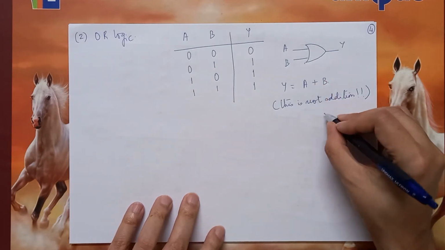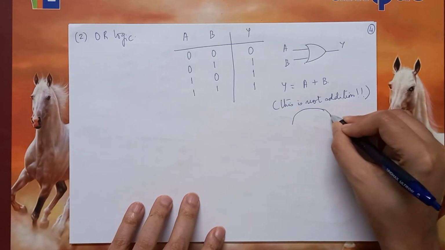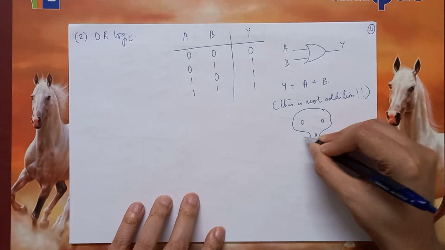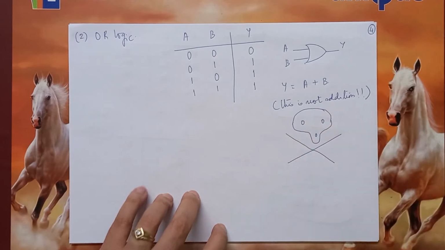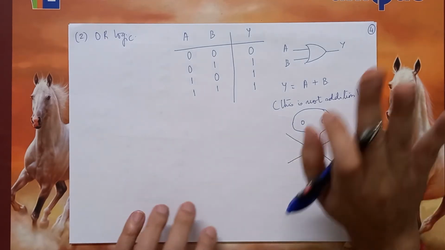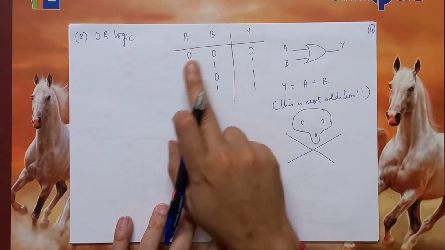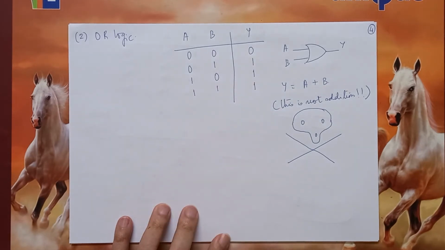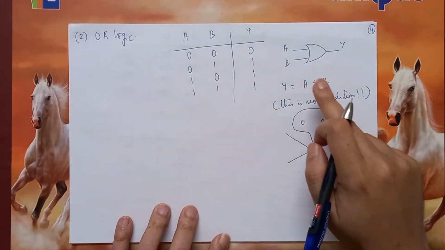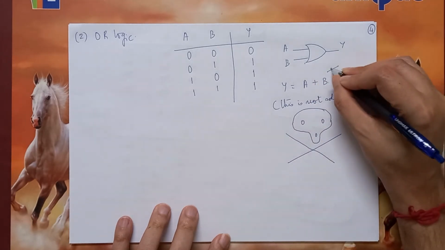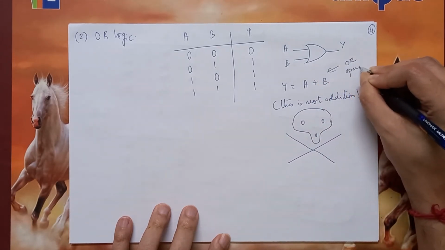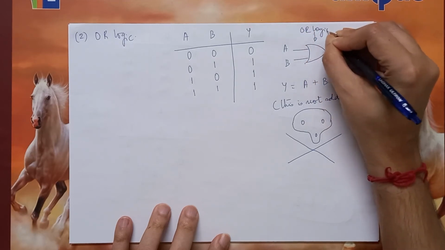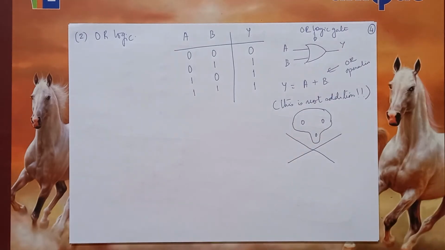So, I'm going to put a sign of a danger symbol over here. This is not addition. It looks like it, yes, because you may say 0 plus 0 is 0, 0 plus 1 is 1, 1 plus 0 is 1, but 1 plus 1 is not 1 in the addition sense. This is called ORing, OR operation. And this is called the OR logic gate.